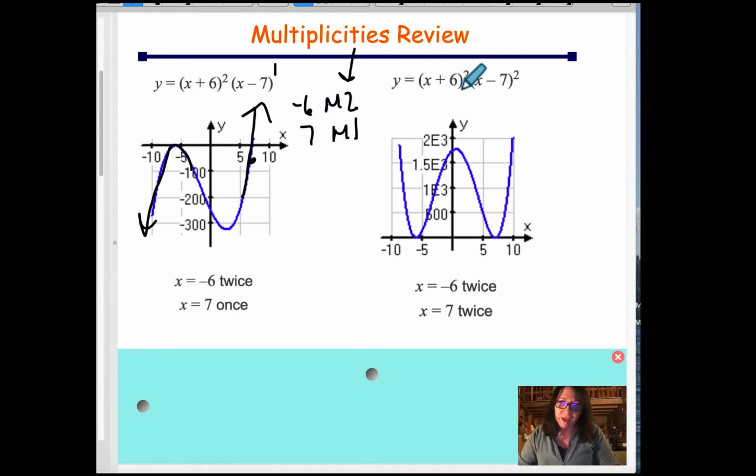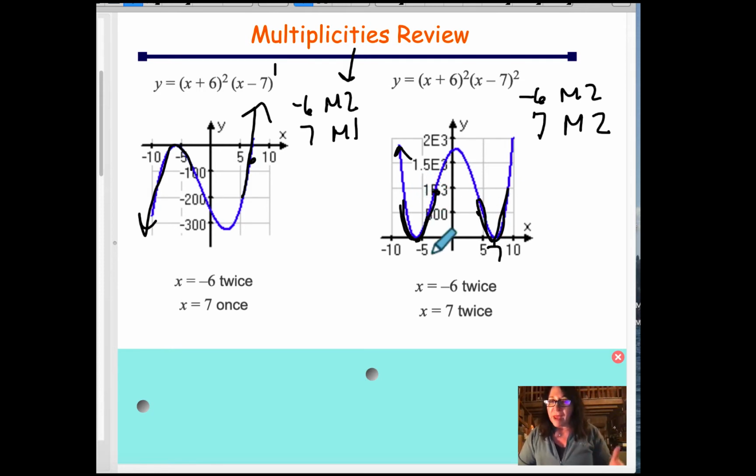For this problem here, we have a 0 at negative 6 with a multiplicity of 2, and we have a 0 at 7 with a multiplicity of 2. So what that means is that at negative 6, my graph is tangent because it's an even multiplicity, so it bounces off there. And then at 7, it has a multiplicity of 2 that also bounces off.